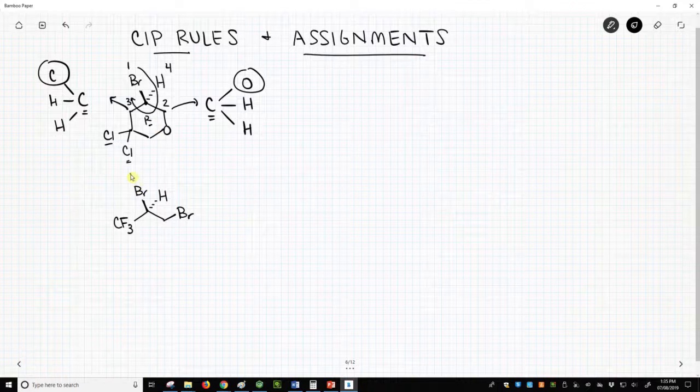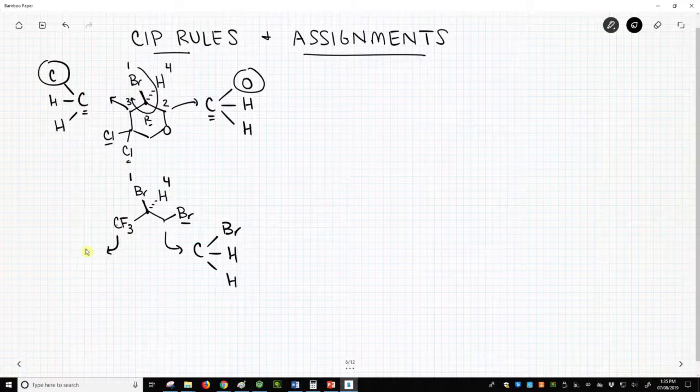So we have a bromine. This is going to be priority 1. The hydrogen's 4 on this particular carbon. And now again we run into 2 carbons, so we have to see which carbon is highest. This carbon is attached to a bromine, that particular bromine, and it's also attached to 2 hydrogens.